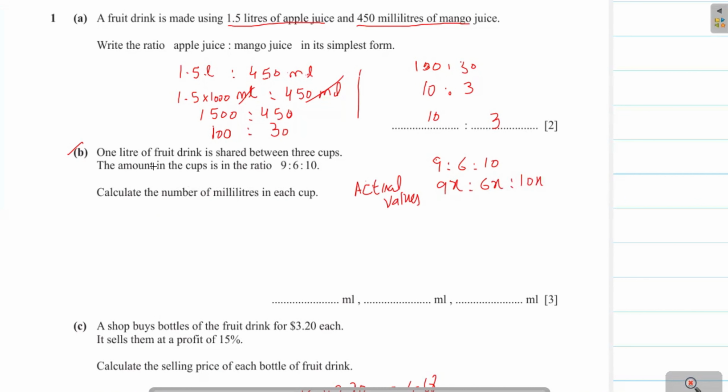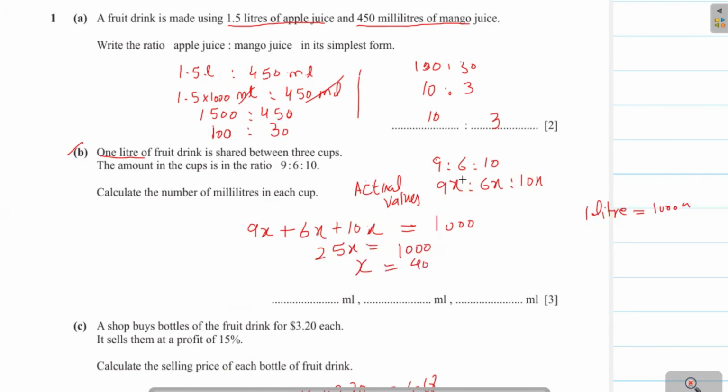And the total drink here is 1 liter. Therefore, we can write 9x plus 6x plus 10x will be equal to 1 liter. We convert into milliliter. 1 liter is equal to 1000 milliliter. Therefore, we write 25x equal to 1000. 1000 divided by 25, we get 40.